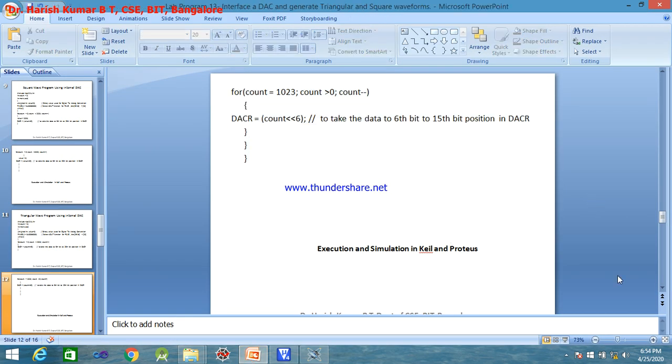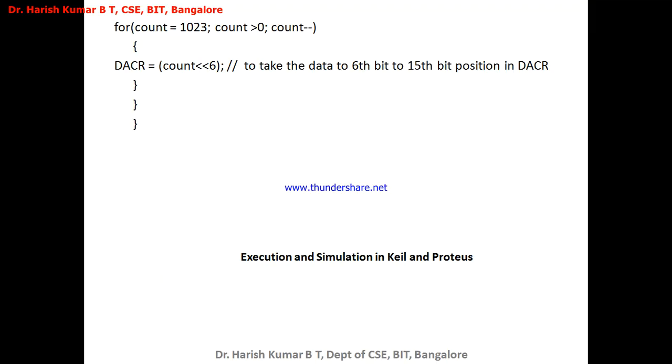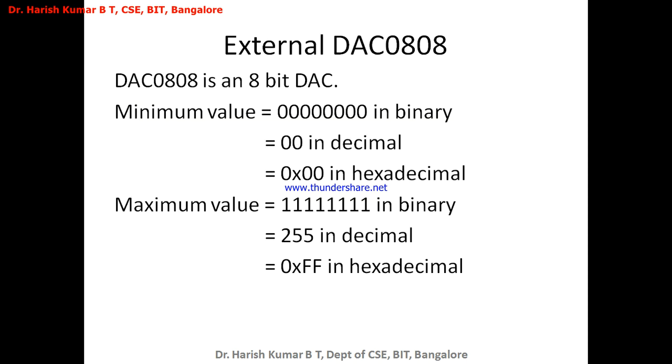Now if you have understood these two programs, generating the square wave using internal DAC and generating the triangular wave using internal DAC, then generating the square and triangular wave using the external DAC is easy. Now we are understanding the external DAC. The external DAC that is used is DAC 0808. This is the IC number of the external DAC. Till now you understood the DAC which is there inside the LPC2148. Now we'll understand how to interface the external DAC 0808 to LPC2148.